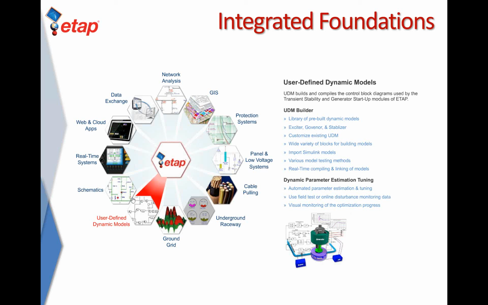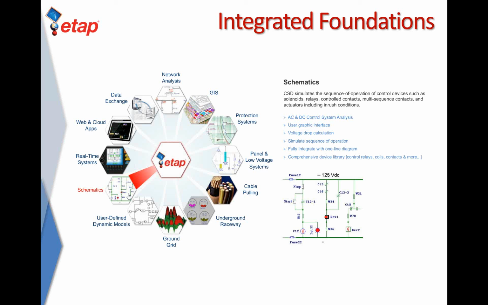You can also use ETAP to go down into the control circuit diagram level, where you can model the control relays, Form C contacts, solenoids for control circuit diagrams, including the voltage drop calculation, such as a breaker open-close circuit, a DC motor stop-start circuit. These are some of the examples of control circuits you can model and simulate inside the program.